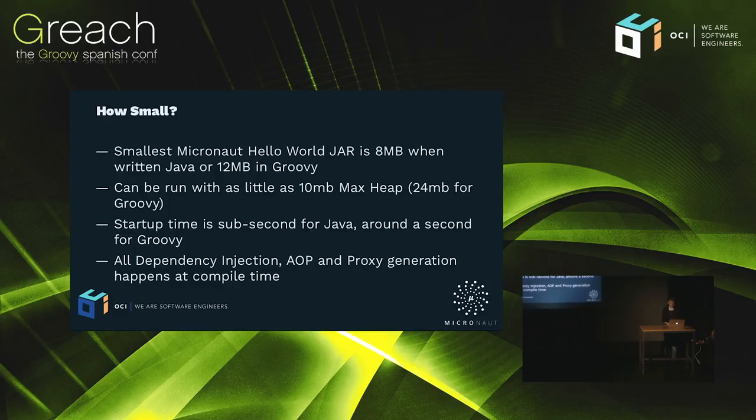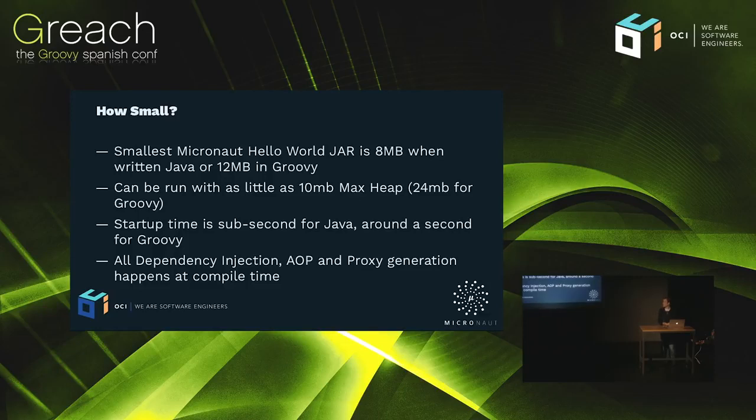So how small is Micronaut? Well, the smallest Hello World jar written in Java of a Micronaut application is 8 megabytes. So no more producing 35, 40 megabyte Spring Rails applications for your microservice infrastructure. They're slightly larger when written in Groovy, because Groovy has a jar file that weighs in at 4 megabytes, so not really surprising there. That's the difference. You can run a Micronaut microservice with as little as 10 megabyte max heap. Now, it is literally impossible to run a Grails or Spring application with 10 megabyte max heap. We did some testing, and a Java application with Micronaut was running with as little as 6.7 megabytes of memory.